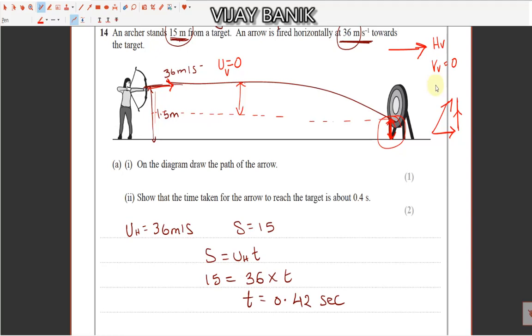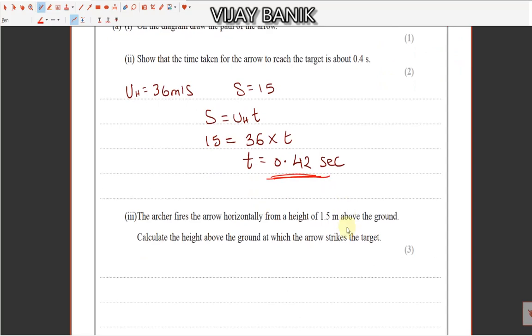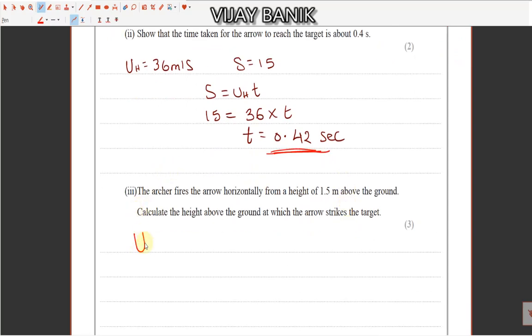How much time did it travel for? Exactly the same amount of time it traveled horizontally, it also traveled vertically. So 0.42. Your initial vertical velocity is 0, and your time taken is 0.42 seconds. What was the distance? Distance, question mark. It's coming down like this. So what is the acceleration? It's downwards, so acceleration is plus 9.81.